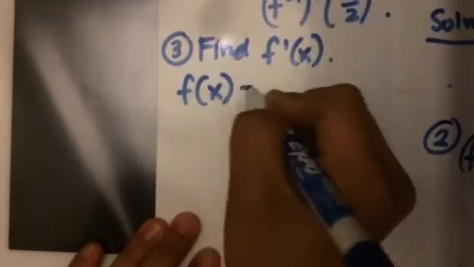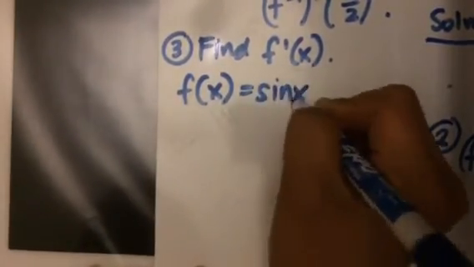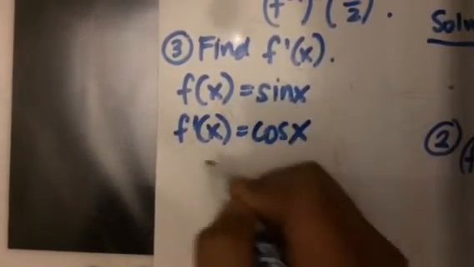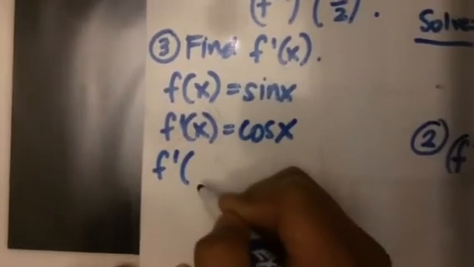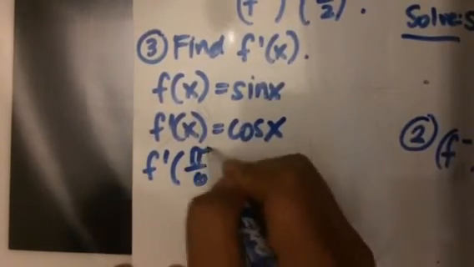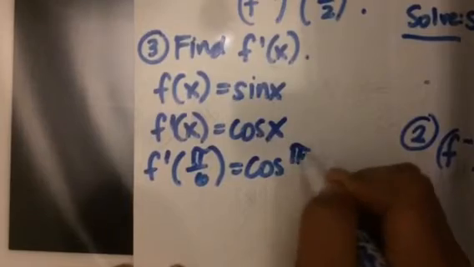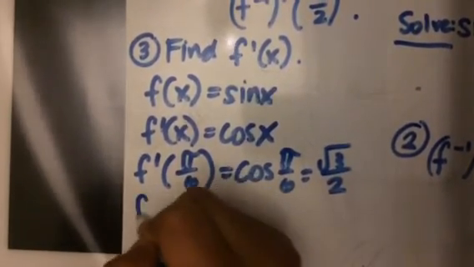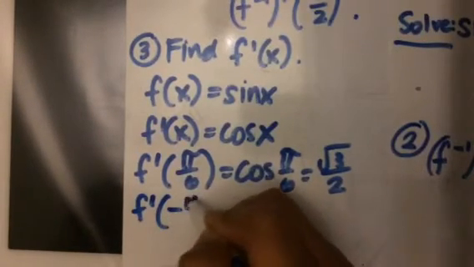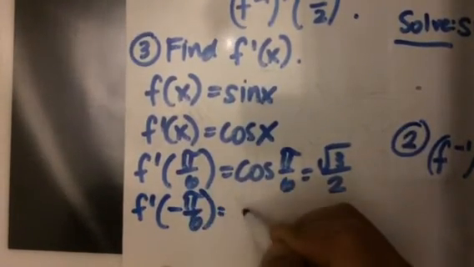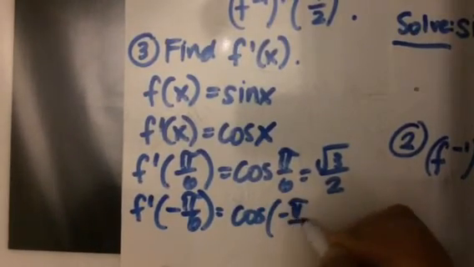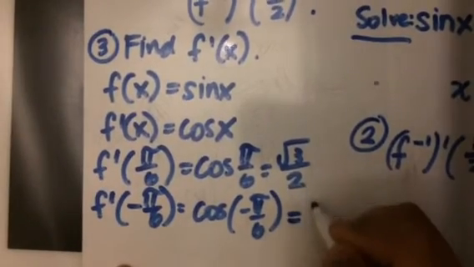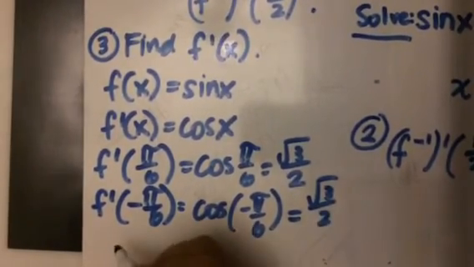So the given function was sine x, so the derivative is cosine x. And I know that cosine pi over 6 is going to be root 3 over 2, and f prime of negative pi over 6, since this is in the 4th quadrant, cosine is still positive, so we have the same value.